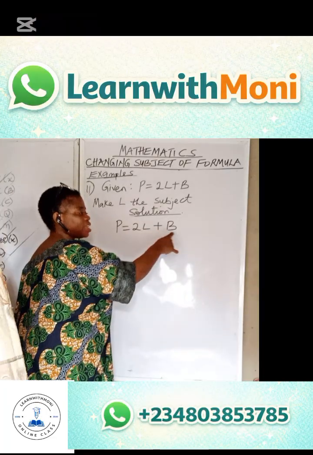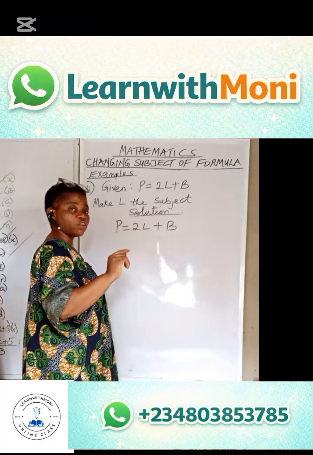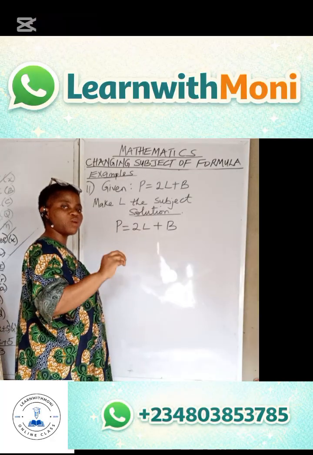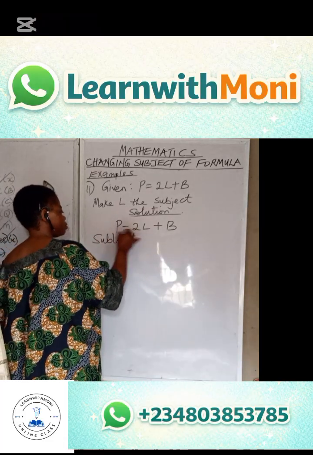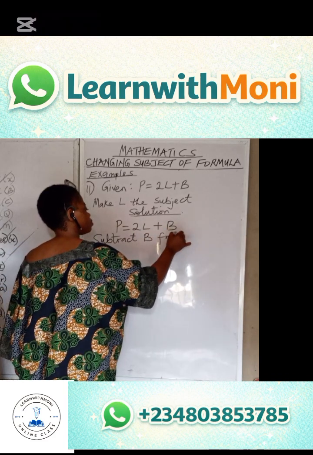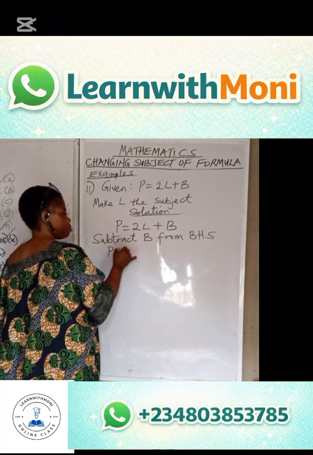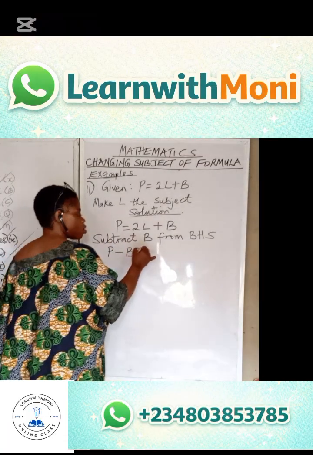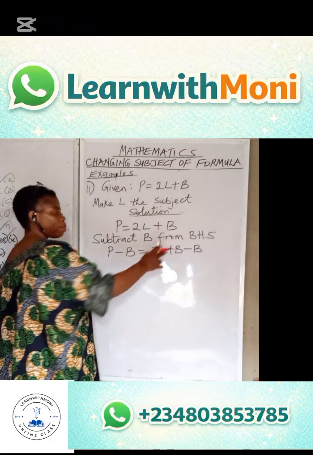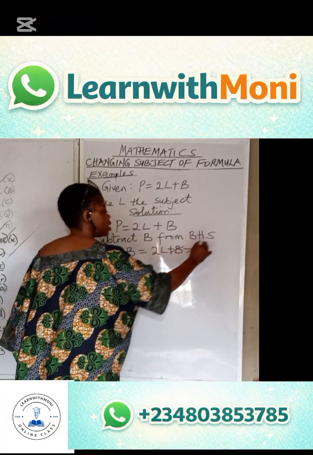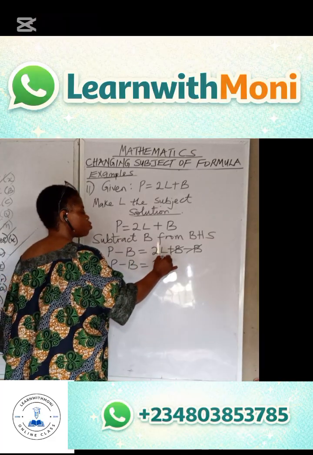So let's take the inverse operation for plus B. The inverse operation for plus B is minus B. Minus B means subtract B. So subtract B from both hand sides. This means P minus B equals 2L plus B minus B. Plus B minus B equals 0. So we have P minus B equals 2L.